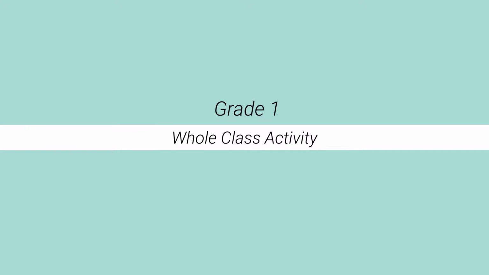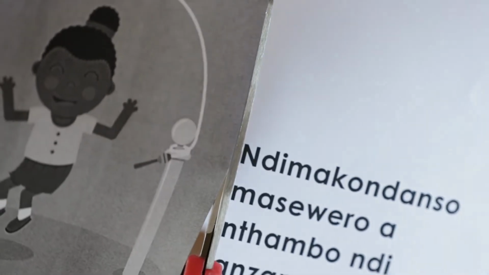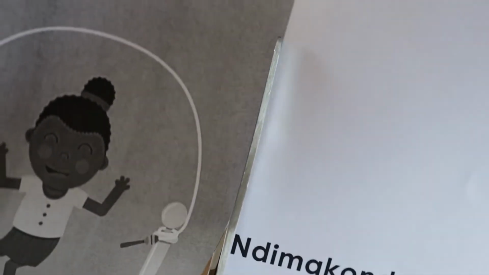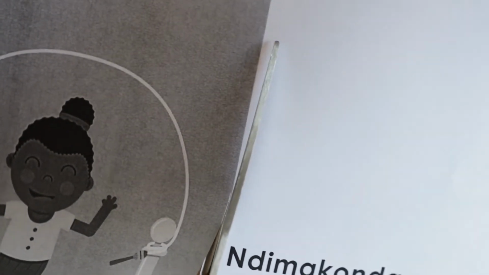In the grade 1 whole class activity, the children will match the pictures to the words of the story. To prepare for this activity, Charity will need to cut the text of the story out of the photocopied storybook and put the pictures and the text into 2 separate envelopes.